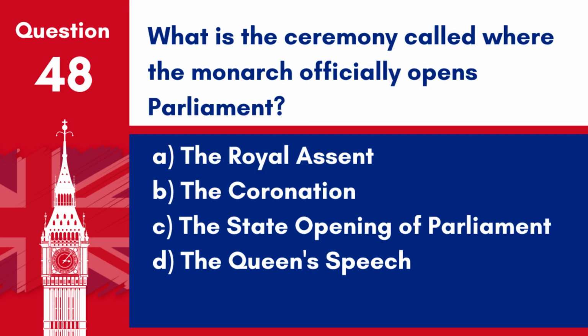Question 48. What is the ceremony called where the monarch officially opens Parliament? A. The royal assent. B. The coronation. C. The state opening of Parliament. D. The Queen's speech. Answer C. The state opening of Parliament. This ceremony marks the commencement of a session of the Parliament of the United Kingdom and includes the Queen's speech.